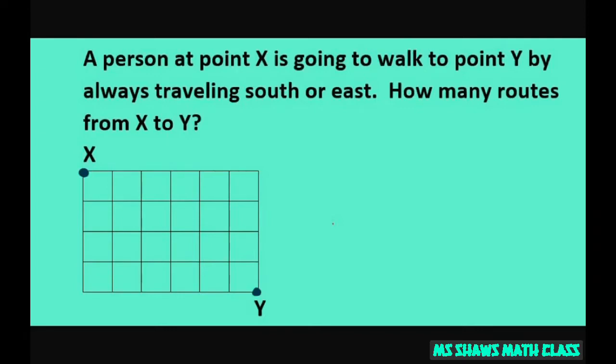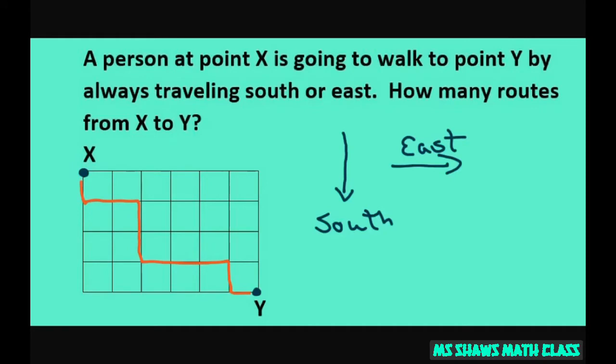So first of all, before we get started, let's know what south means. South means down. East means go to the right. So this would be east, and this would be south. So you're going down. So he could go down south one, east twice, down south here. It could be anything like that, but that's the idea.